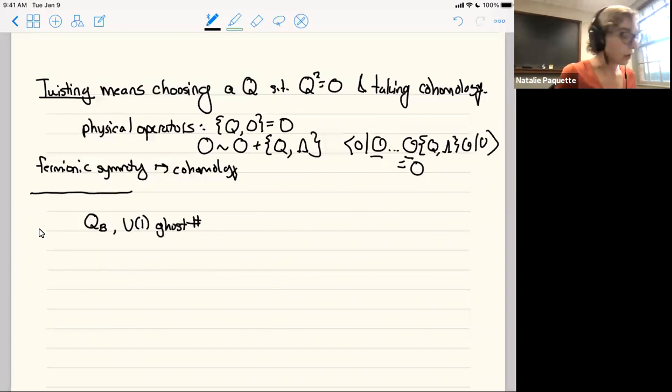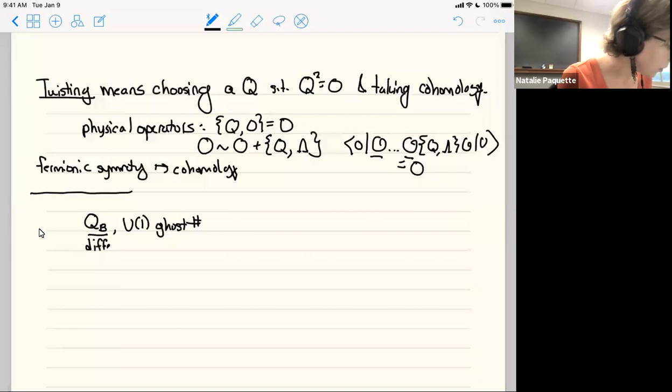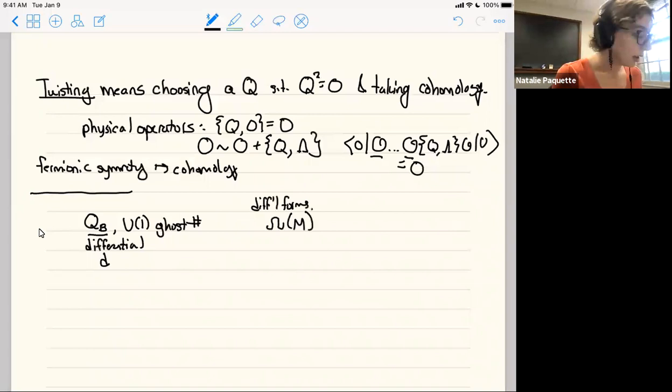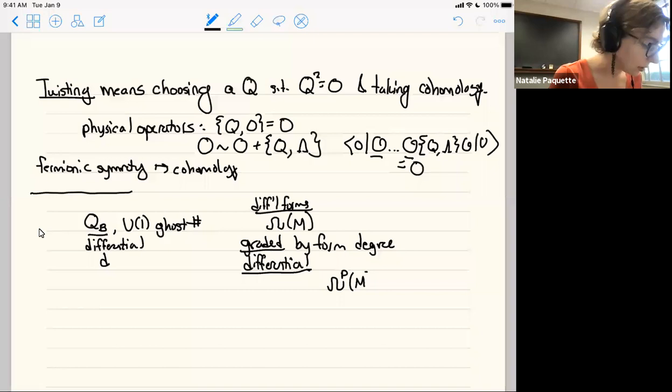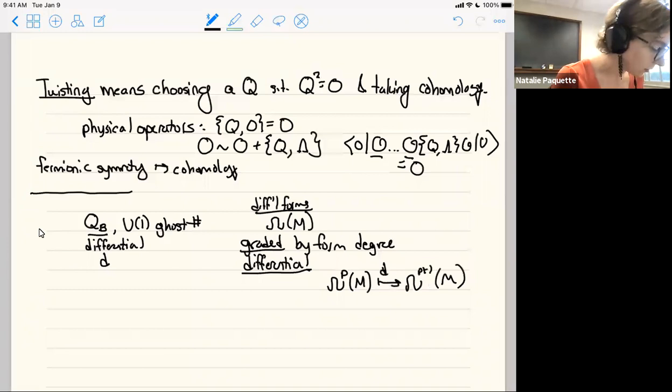So this is just like when you're studying cohomology of ordinary differential forms. You have some differential, like the de Rham differential, and there's some complex, like the complex of differential forms on a manifold, the space of all differential forms on a manifold. This is graded by form degree. We can think of p-forms, one-forms, two-forms, and so on. And there's a differential that maps between the graded subspaces in this complex. It takes p-forms to (p+1)-forms, and so on.